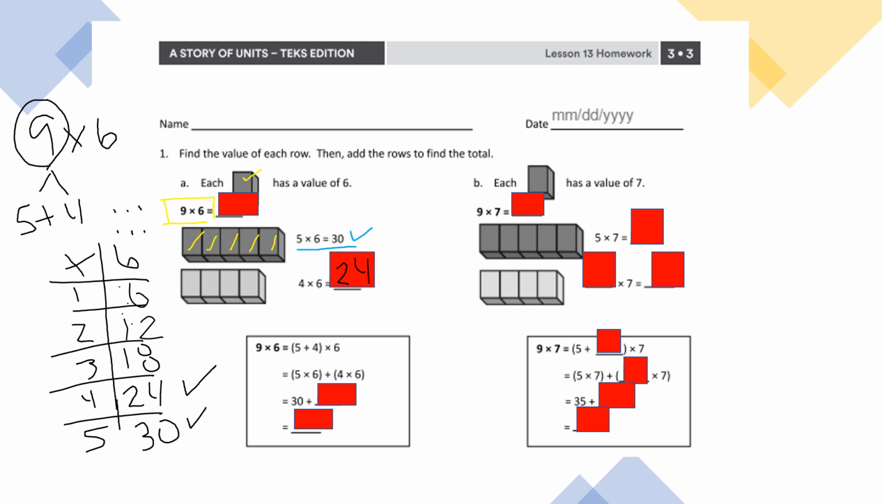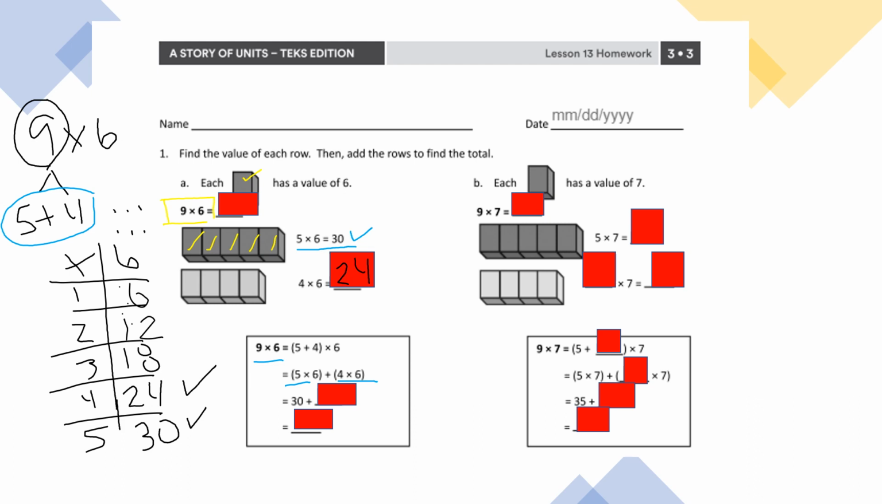Now at the bottom, you're basically filling in everything that you completed at the top. So you're just rewriting it. All right, if we look at the very first line in the box here, we see that it says 9 times 6 equals 5 times 4 plus 6. Same thing that we talked about in the number bond. All right, now here they have 5 times 6 plus 4 times 6. Those are the two equations that live inside of 9 times 6.